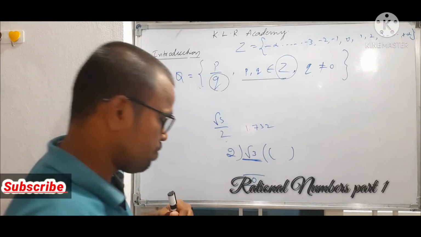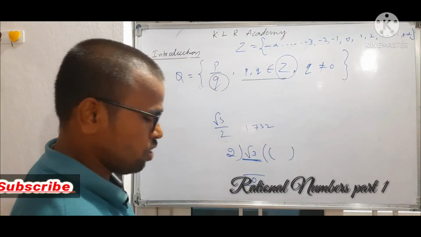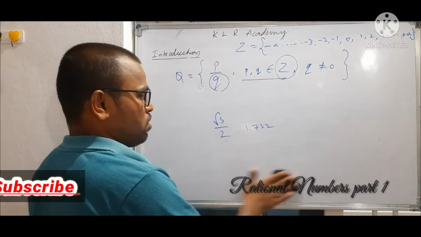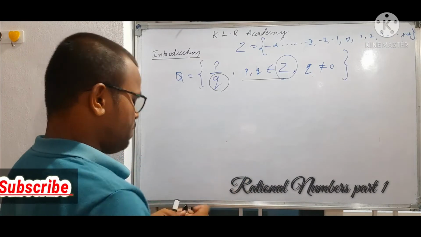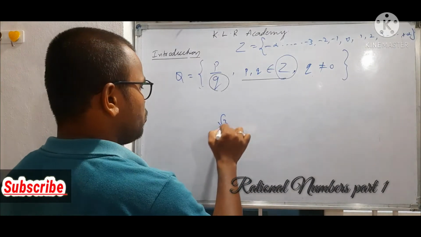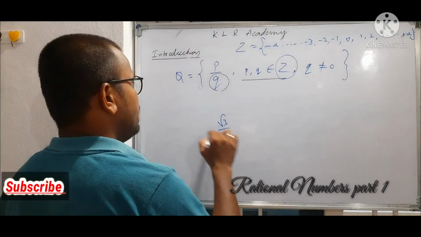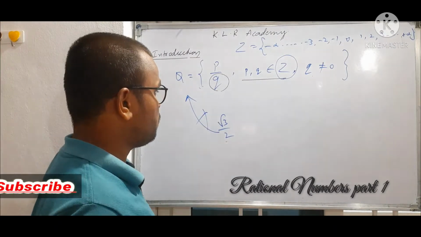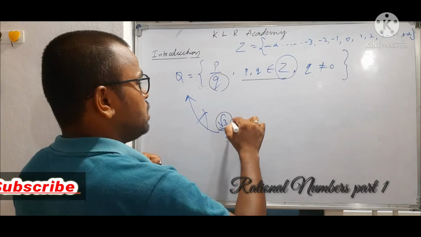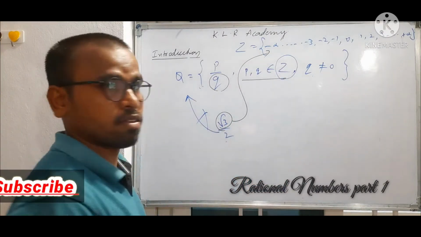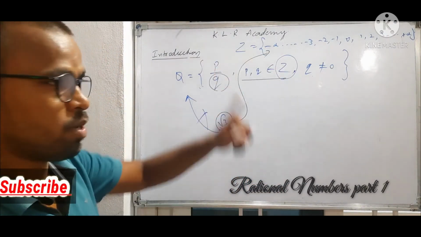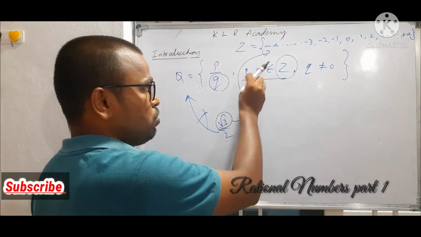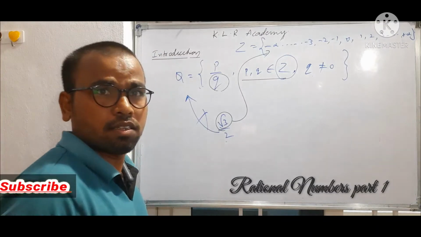Even if you get it, it is only an approximate value, and for approximation we are not considering it. So this root 3 by 2 is not a rational number. One more way we can say: this root 3 is not a part of integers. So what is the condition? P and Q must belong to integers. Clear?